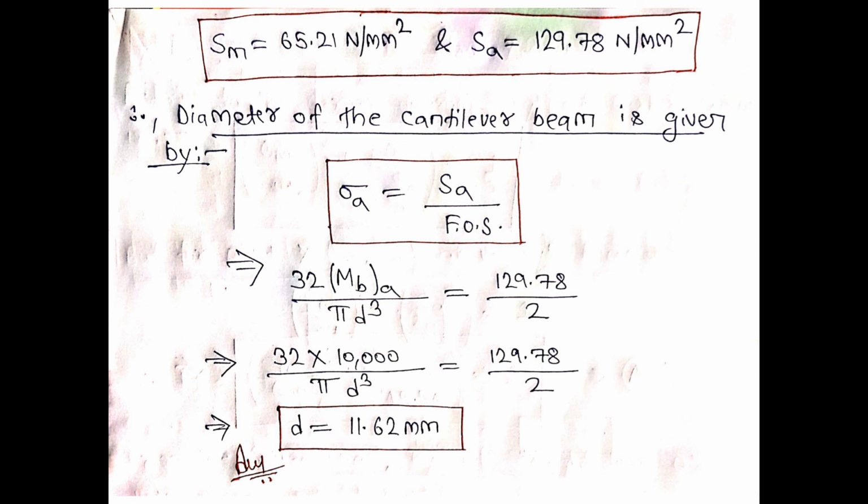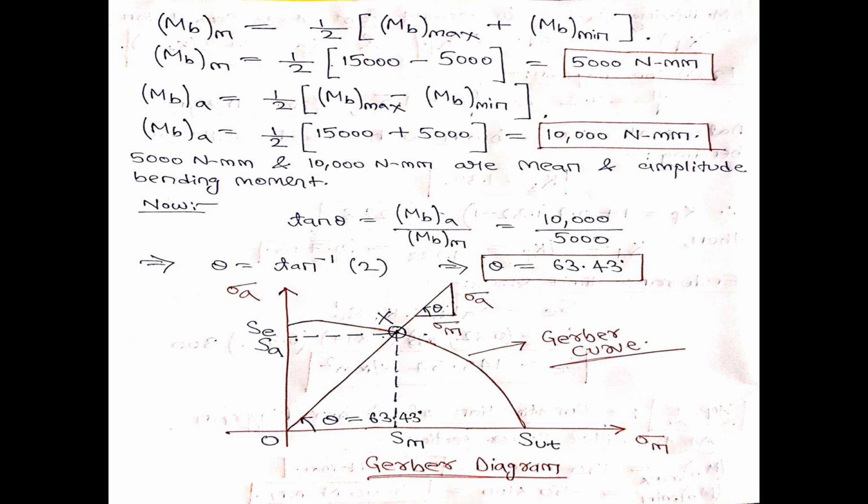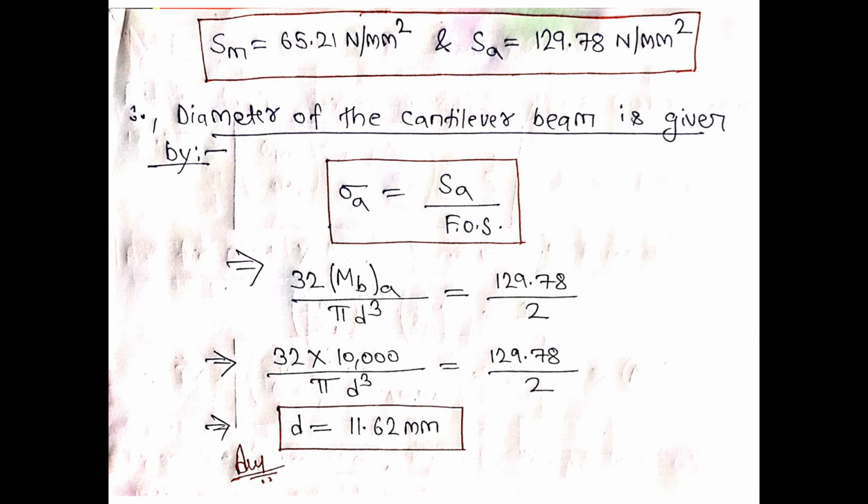And what is sigma a? Again I will use the same concept, sigma by y equal to M by I equal to E by R. From that concept I will get sigma a as 32 into the alternating bending moment, MBA, by pi d cube, equal to Sa by factor of safety. MBA I have already calculated, that is 10,000 Newton millimeter. So 32 into 10,000 divided by pi d cube is equal to Sa by factor of safety, where Sa is 129.78 divided by factor of safety 2.